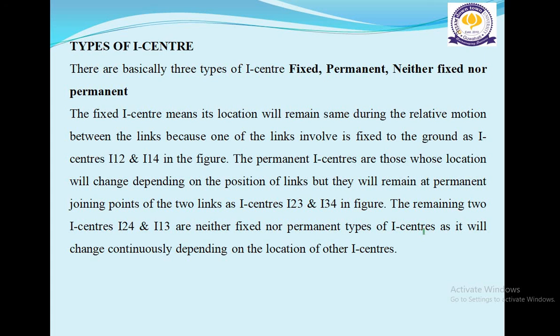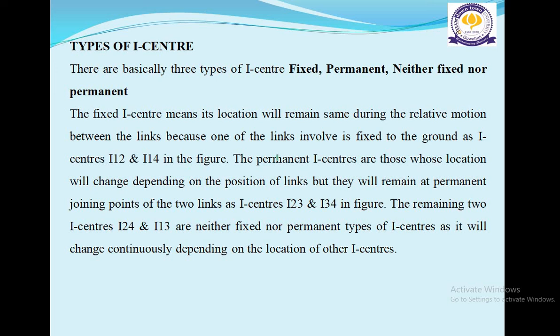Next, types of I-center. There are basically three types of I-center: fixed, permanent, and neither fixed nor permanent. The fixed I-center means its location will remain the same during the relative motion between the links, because one of the links involved is fixed to the ground, as I-centers I12 and I14 in the figure referred to in the previous slides.